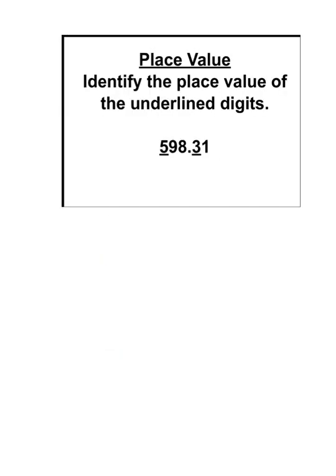Next, let's do a more simple, straightforward problem. We're going to identify the place value of the underlying digits in this number. 598 and 31 hundredths. The 5 in this number represents or has a value. The 5 represents 500, or you could also say 5 groups of 100.